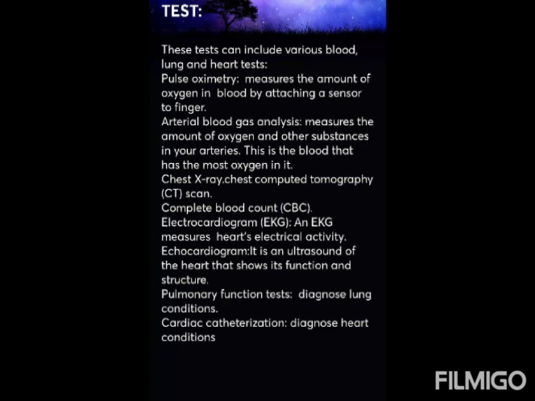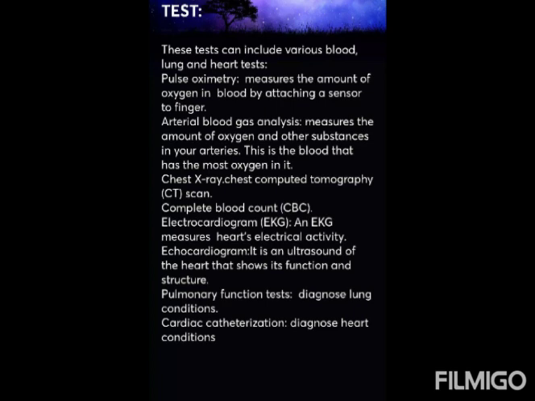And next one is arterial blood gas analysis. It measures the amount of oxygen and other substances in the arteries. This is the blood that has most oxygen in it. And chest X-ray, chest computed tomography, CT scan, and complete blood count, electrocardiogram. It measures the electrical activity. And echocardiogram. It is an ultrasound of the heart that shows its function and structure.